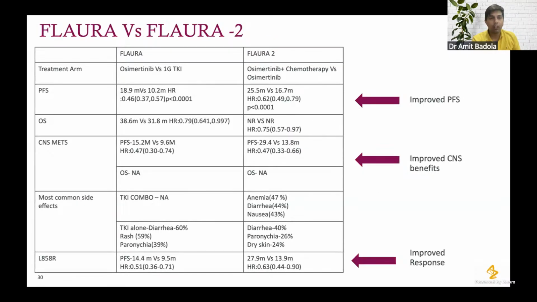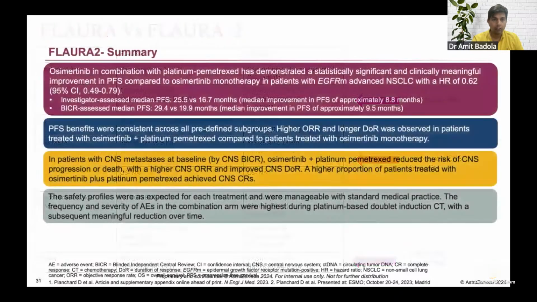If we compare FLAURA versus FLAURA2, we know that PFS has increased. OS is not reached yet, but we are hoping that it will also show an OS benefit. The CNS effect is better, but the toxicity is more with chemo plus osimertinib. The anemia was around 47%, diarrhea was 44%. Another important thing is the L858R mutation. The PFS in L858R with osimertinib alone is 14 months, while when we add chemotherapy, it is around 28 months.